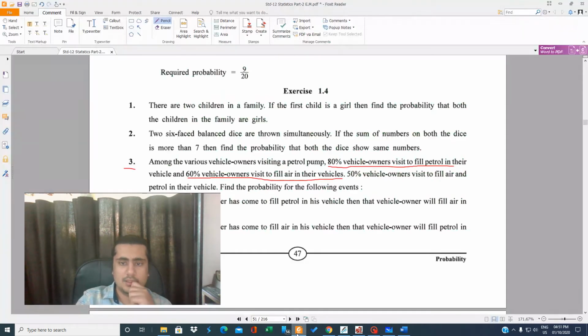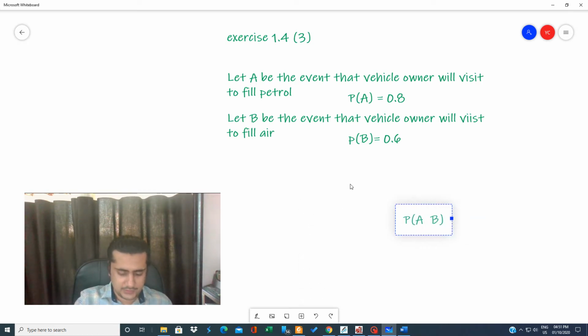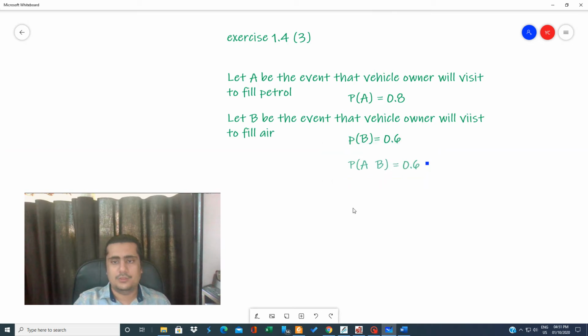Now 50% of vehicle owners visit to fill air and petrol. See, this "and" is our point of focus. What does this "and" mean? It means intersection. So this 50% is the value of the intersection. So I can say P of A intersection B is 0.5.